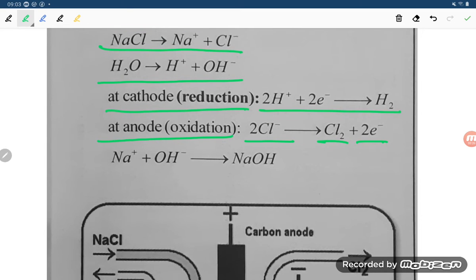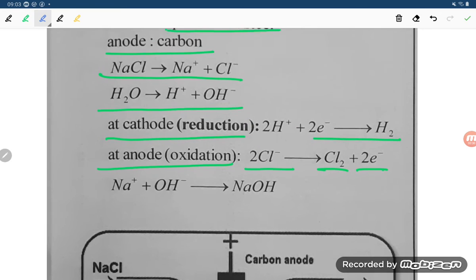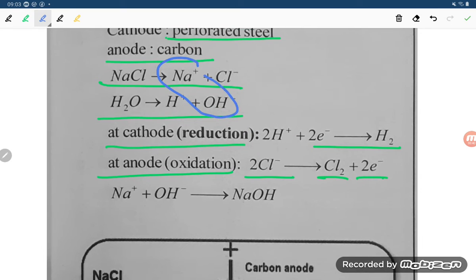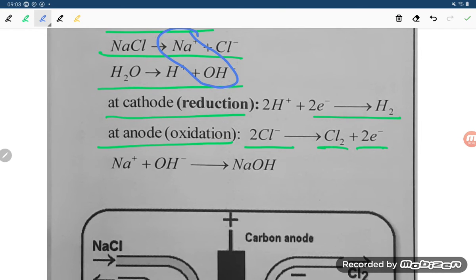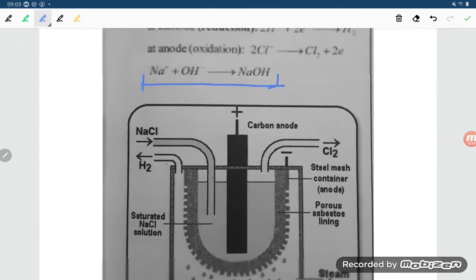Now the H+ is not required for this reaction. What we require here is the Na+ and OH-. H2 is discharged and Cl2 is discharged. What is left is NaOH, Na+ and OH-, which gives our required product.